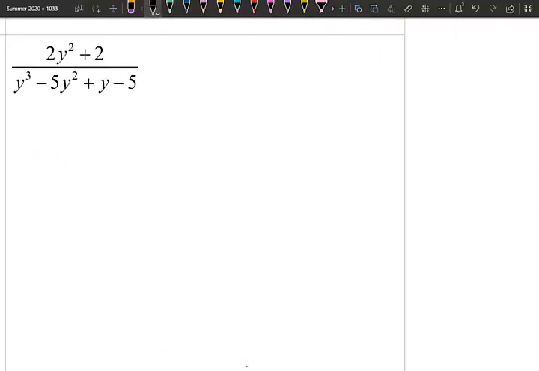Alright, let's factor the top. So the top, they only have 2 in common, so we have to take the greatest common factor out. So when we do, we're left with y squared plus 1. And now we factor the bottom. So I'll actually take that bottom out. We have y cubed minus 5y squared plus y minus 5.